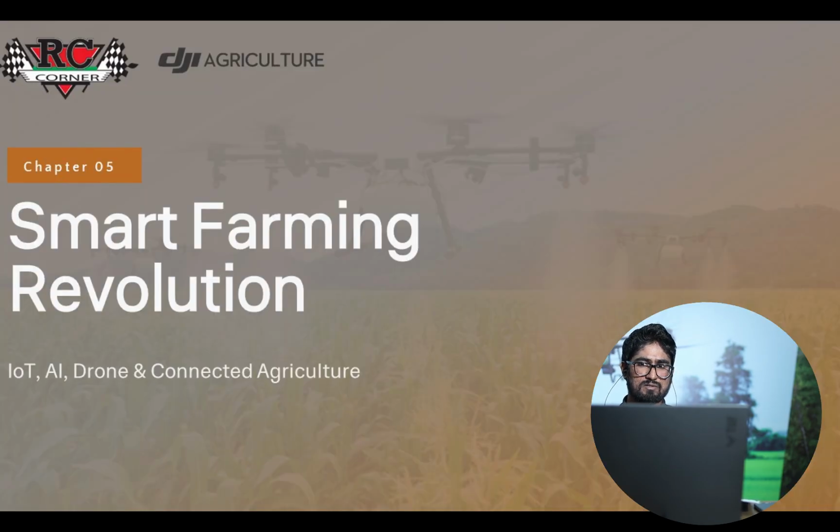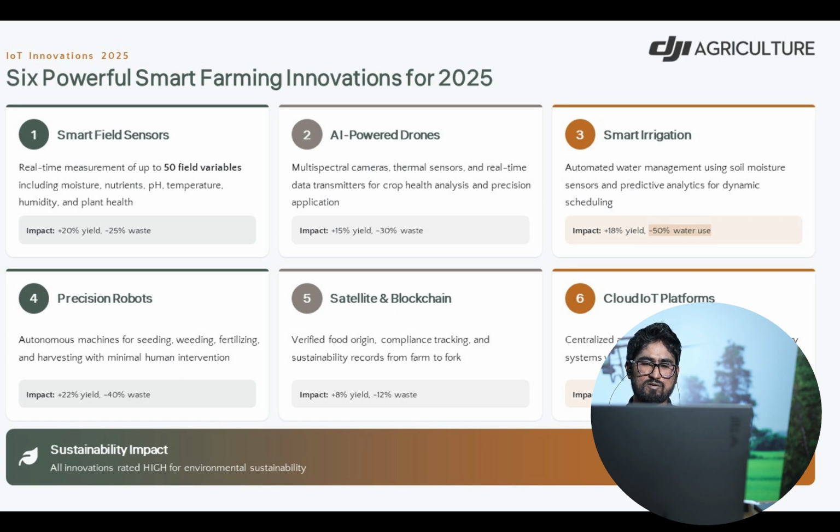So now we move to chapter 5, Smart Farm Revolutions: IoT, AI, Drone and Connected Agriculture. I have categorized 6 powerful smart farming innovations for 2025. The first one is smart field sensors. They can take real-time measurements of 50 field variables like moisture, nutrients, pH, temperature, humidity and plant health.